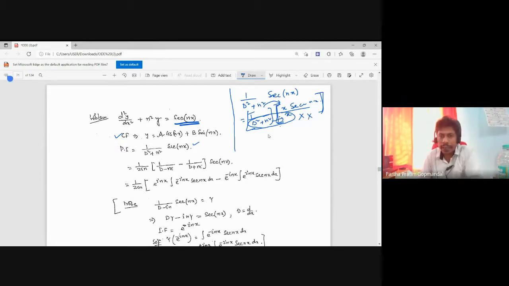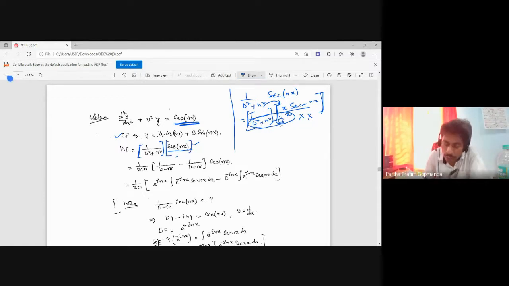Don't do this, because this is the operator and this is the function. You operate this operator as a whole on the function, not only on the numerator or denominator. See, the denominator there is always 1, so if you just apply D square plus n square on the denominator, it turns out to be 0. This is meaningless. You cannot do that. You have to operate the whole operator on the whole function given here, that is sec nx.